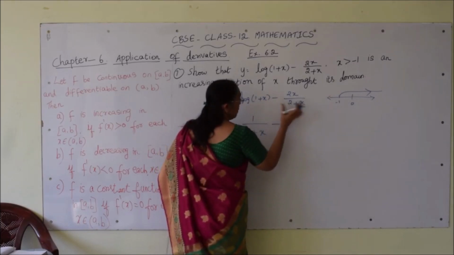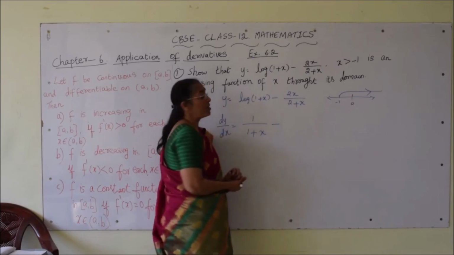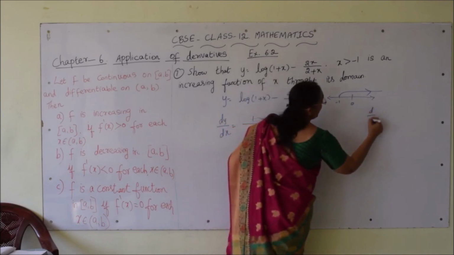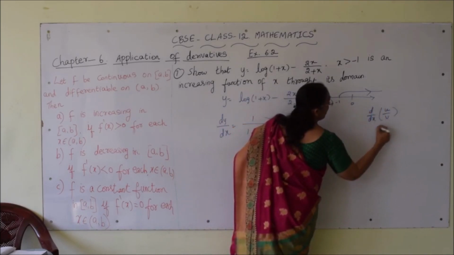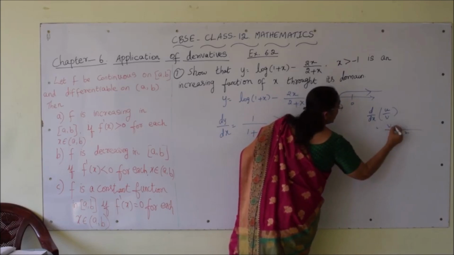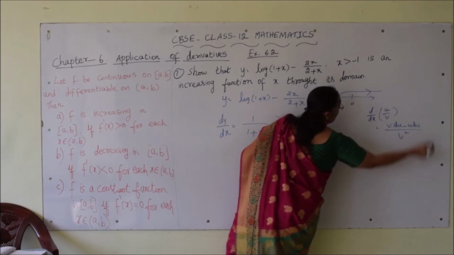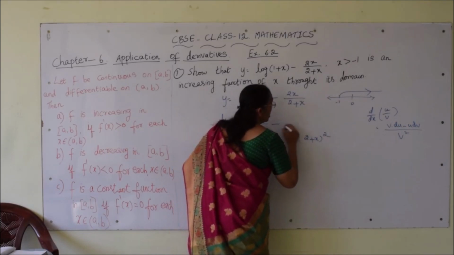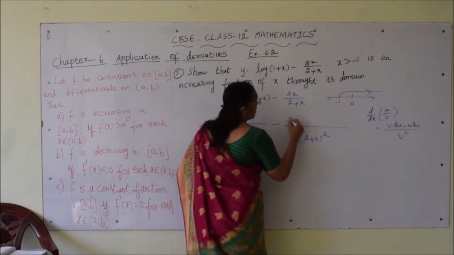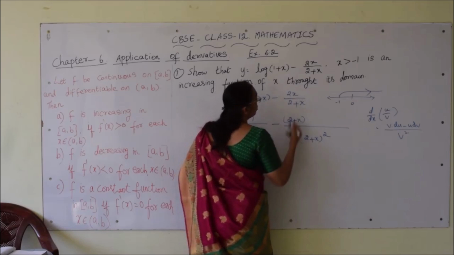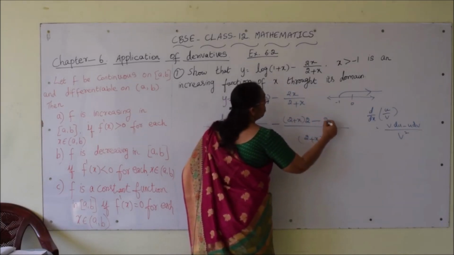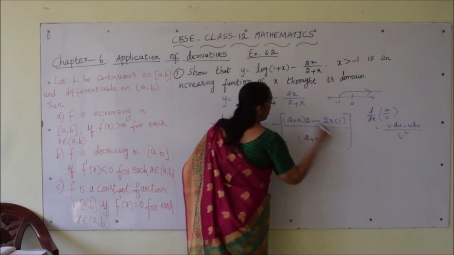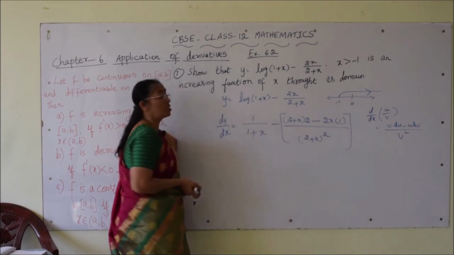Now, coming to the second part, it is in the form of u by v. So we have to apply the quotient rule for differentiation. The quotient rule is d by dx of u by v is nothing but the denominator v square, v into differentiation of u minus u into differentiation of v. So our denominator is 2 plus x whole square, and in the numerator, v is 2 plus x into differentiation of 2x which is 2, minus u, 2x, into differentiation of 2 plus x: differentiation of 2 is 0 and differentiation of x is 1.